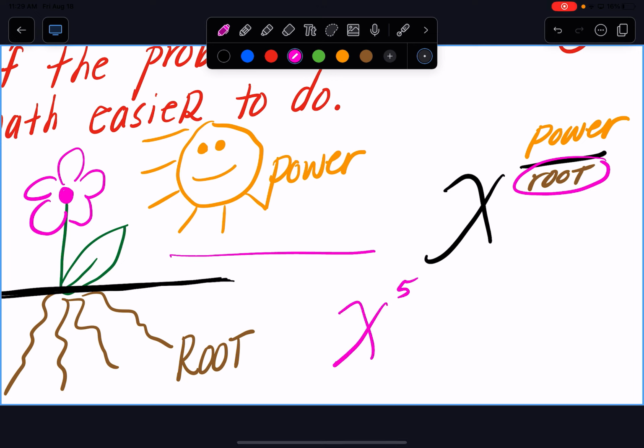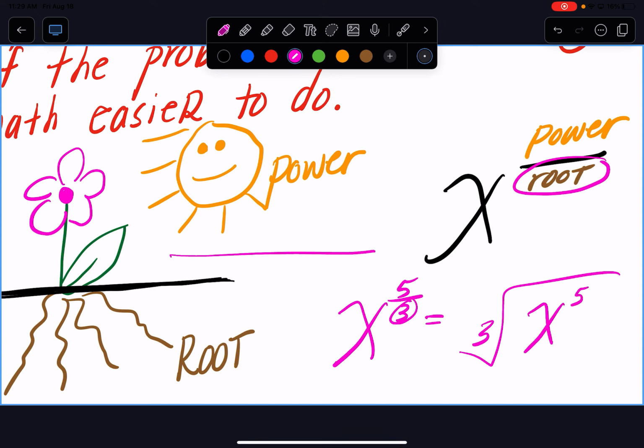So let's practice. If I have x to the 5/3 and say rewrite this in radical form just for kicks and giggles, not to make it more simplified, that's not what we're doing. We're just doing it for fun. What would be the root? 3. Yes, everybody. Roots are on bottom. And then it would be x to the 5th power.